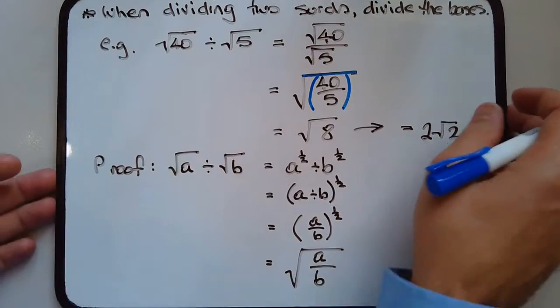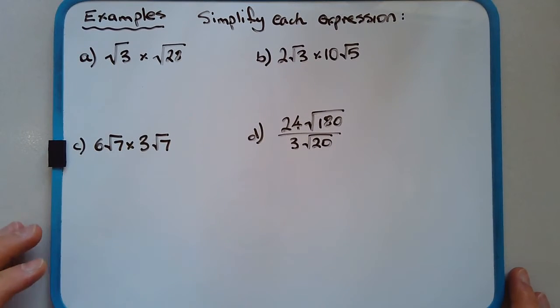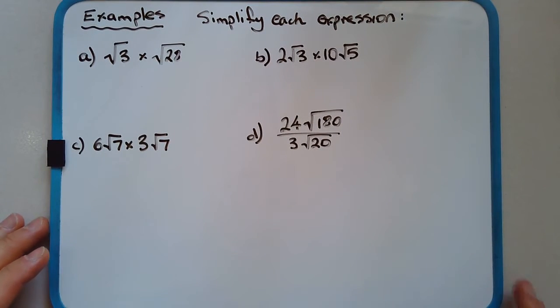Right, let's have a look at some examples. So let's simplify each of these expressions. The first one, square root of 3 times 28.